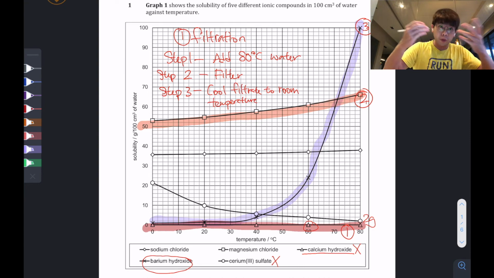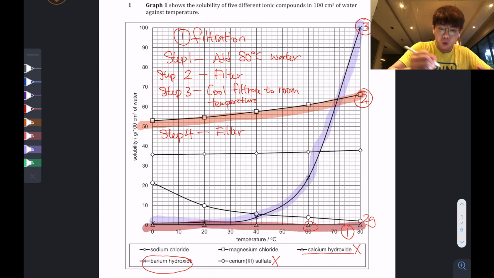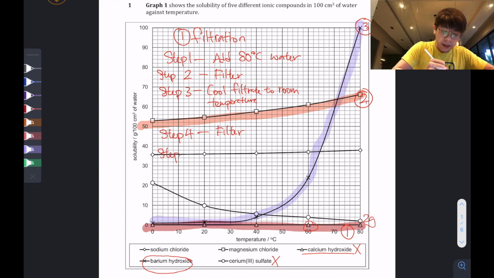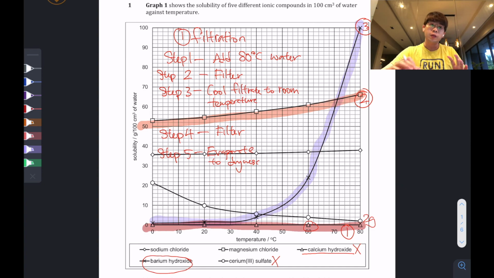What do I do when I get my crystals? I need to filter again, to get number 3. Then number 2 will still be in solution. After that, I need to evaporate to dryness. This is just in point form, but please write it clearly so that we can see how to separate number 1, number 2, and number 3.